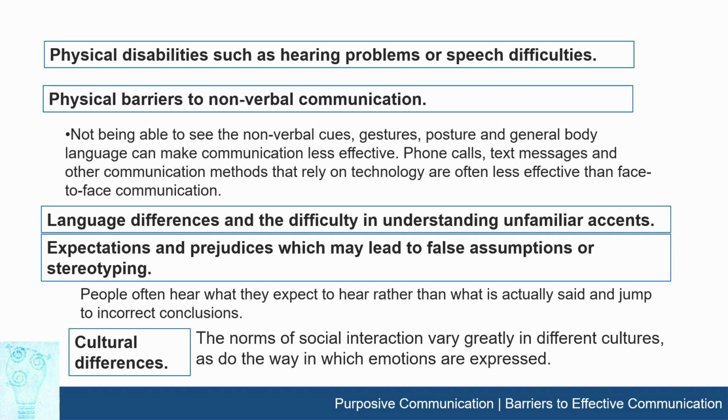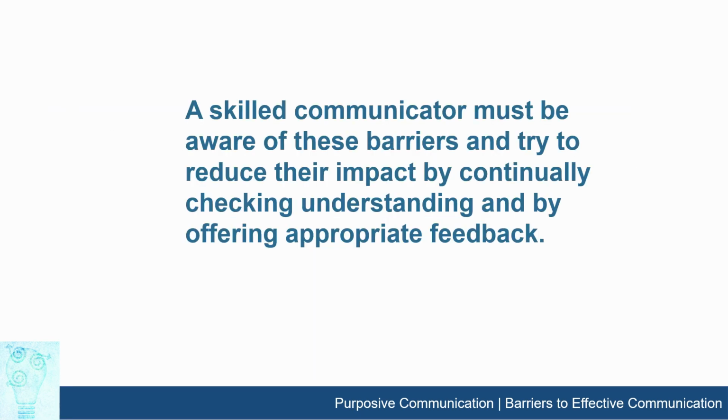Be aware of them and know them so that you can prevent those barriers from happening if you want to have an effective communication. Know that communication is very important, right? It is very important for our relationship with our friends, with our families, or with our loved ones. We need to have good communication in our workplace and studies. So, eliminating these barriers could lead to an effective communication. There will be mutual understanding if there's effective communication. A skilled communicator must be aware of these barriers and try to reduce their impact by continually checking, understanding, and by offering appropriate feedback.